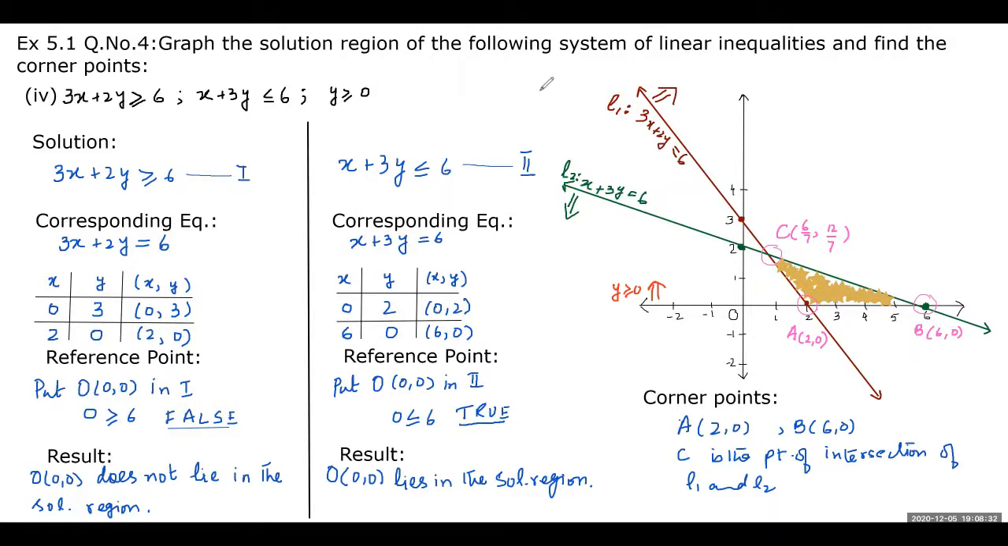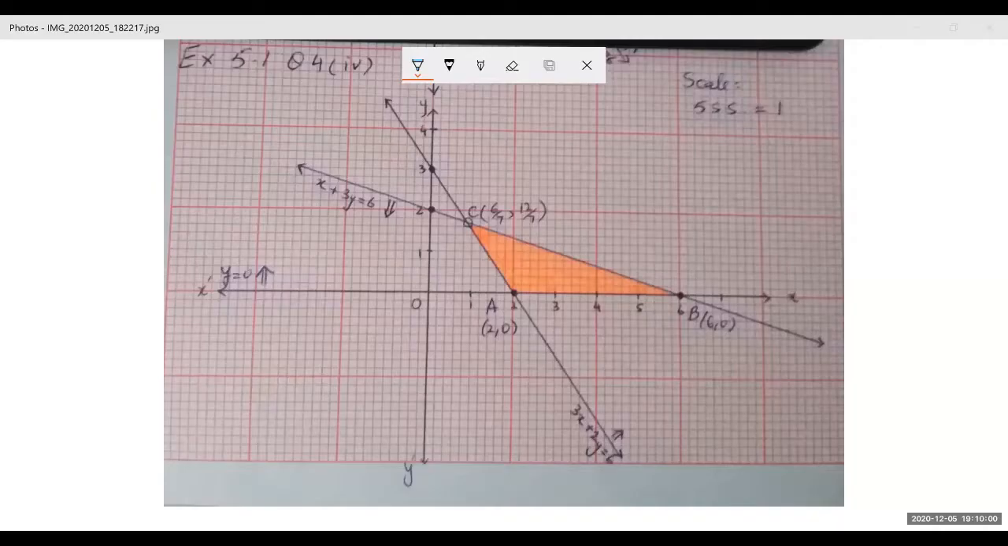Now I will show you the graph paper. Now here you can see, girls, exercise 5.1, question number 4, part 4. The solution: the scale used here is 5 small squares equals 1. You can see this is the line 3x plus 3y is equal to 6, and its shaded portion is downwards. Then this is the line 3x plus 2y equals 6, and its shaded portion is on this side. And then y equals 0 and its shaded portion is the above side.